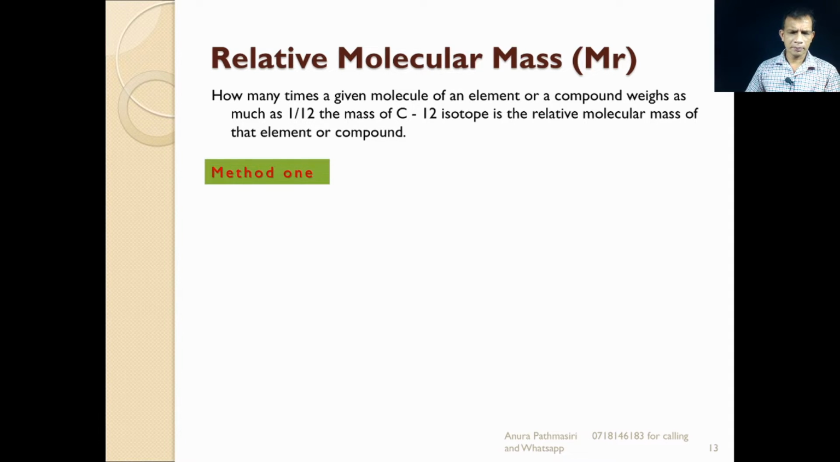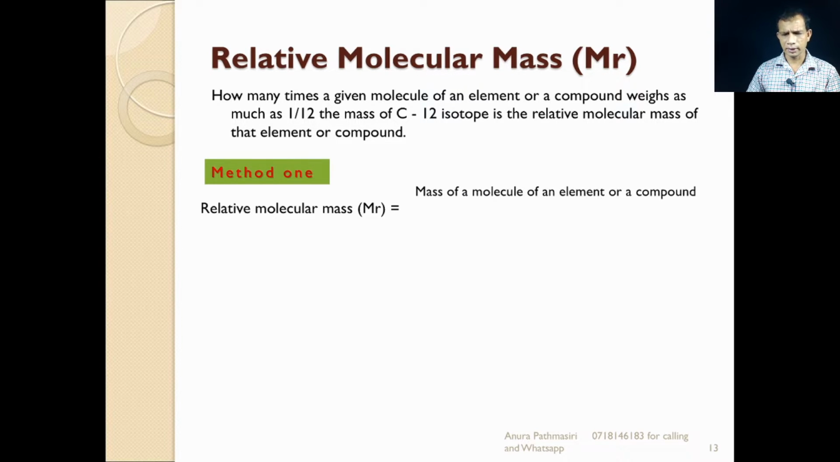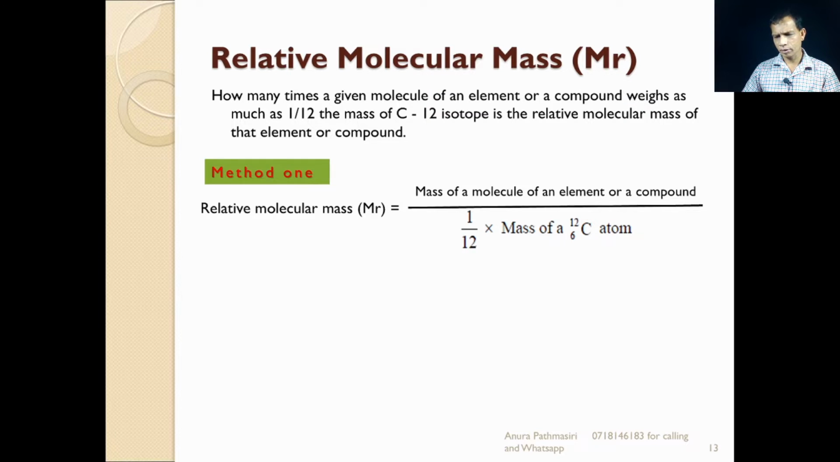How can we measure? Method 1. There are two methods by which relative molecular mass can be calculated. Take the mass of a molecule of an element or compound divided by AMU, or 1/12 of the mass of a C-12 atom. That is how we can calculate the relative molecular mass. The first method is this one, and that is the longer method, the normal method.